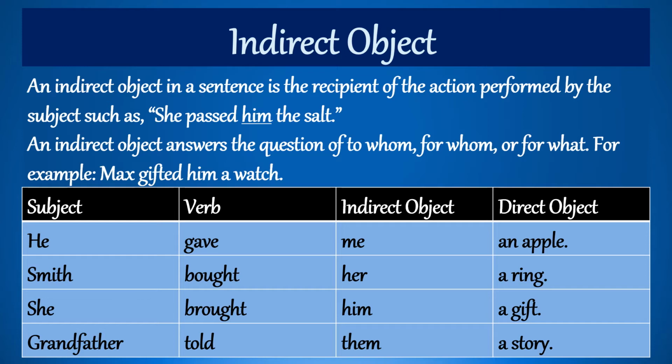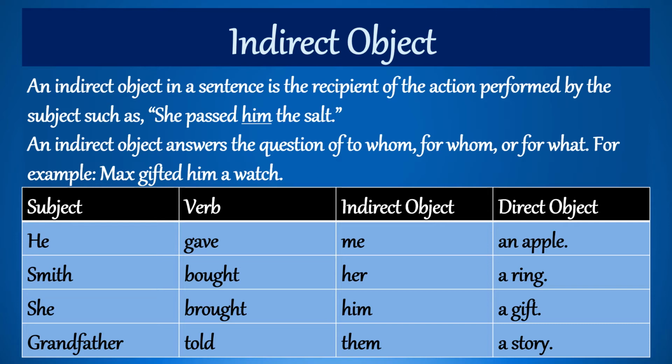Here we have some more examples in the table. He gave me an apple. He is the subject, gave is the verb, and me is the indirect object. The thing which is given, that is apple. This is direct object. Smith bought her a ring. Her is an indirect object and a ring is direct object.